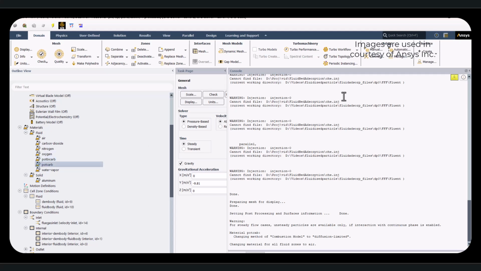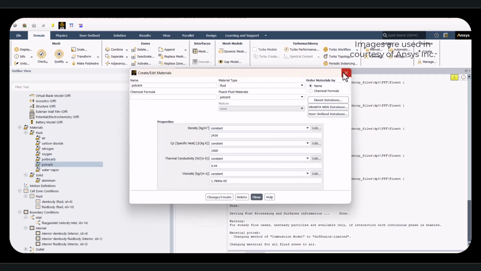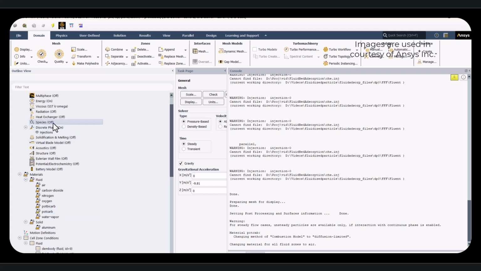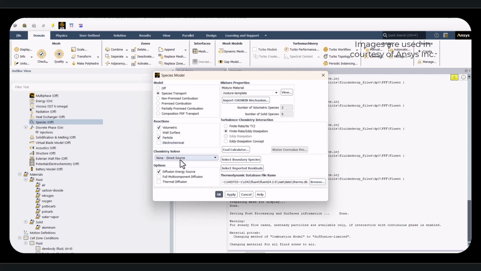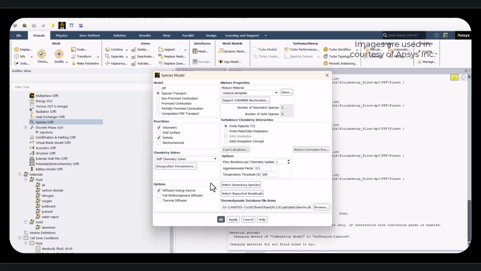Okay, and the potassium carbonate. Or maybe I can activate the species model because we need to create a multi-species, and we need to have a particle surface reaction where K2CO3 is a particle and it reacts with CO2 and H2O. So I'm activating the particle surface reaction also. So we'll take a finite rate, stiff chemistry solver, and we'll click OK.